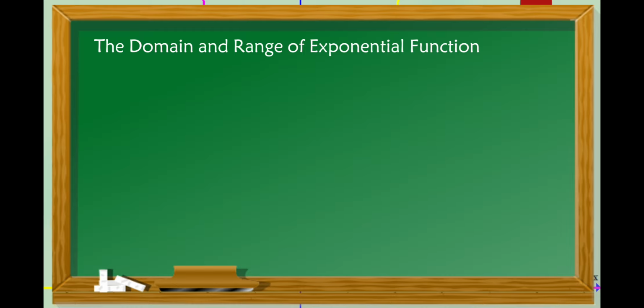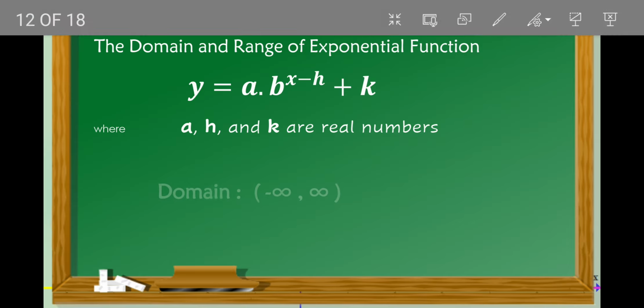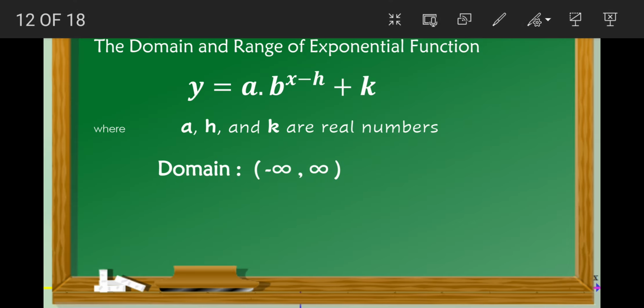Now, the domain and range of an exponential function in the form of y is equal to a times b raised to x minus h, plus k, where a, h, and k are real numbers: the domain is always negative infinity to positive infinity.